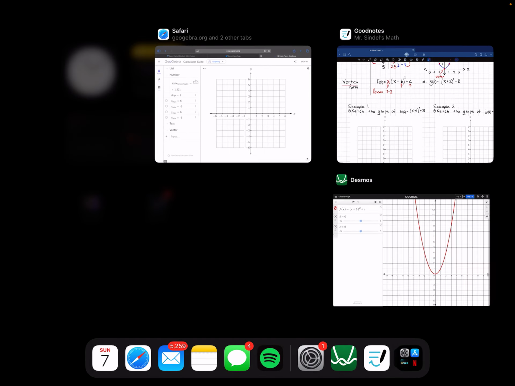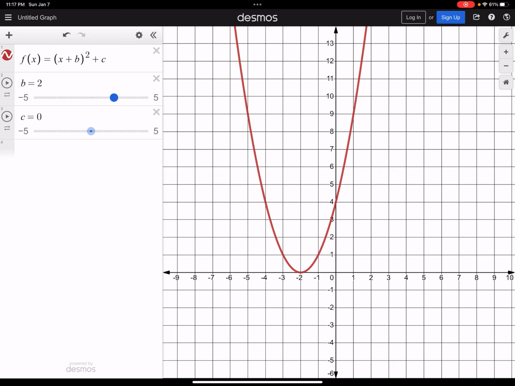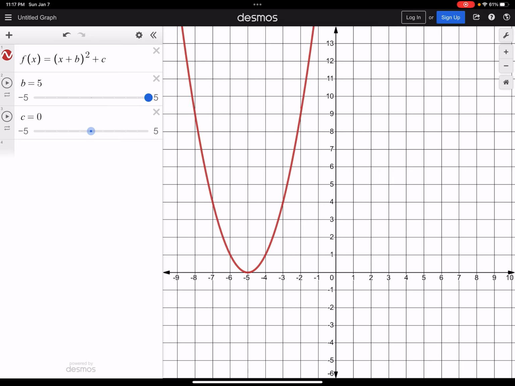Let me pull up my Desmos calculator. So there it is. You can see in the top left I have the function. I forgot the A on purpose, and I have B and C. So I'm going to drag the slider for B, and I want you to pay attention to what happens to my function. So I'm going to drag the slider for B to the right. Interesting. I'm going to drag it to the left.